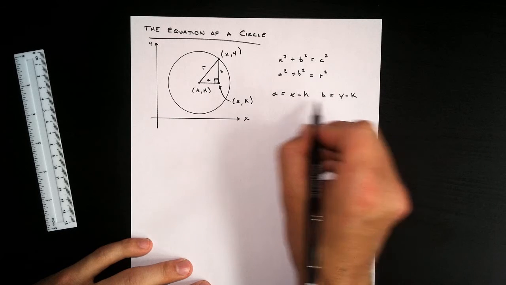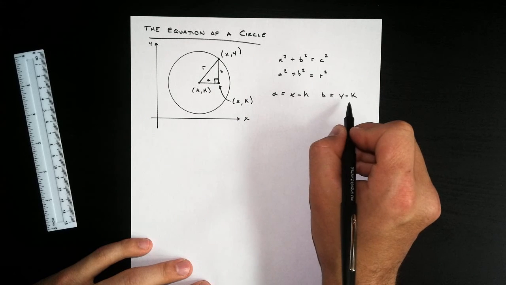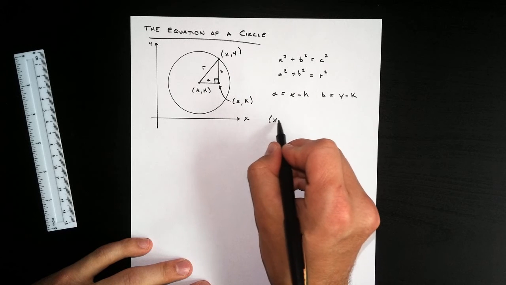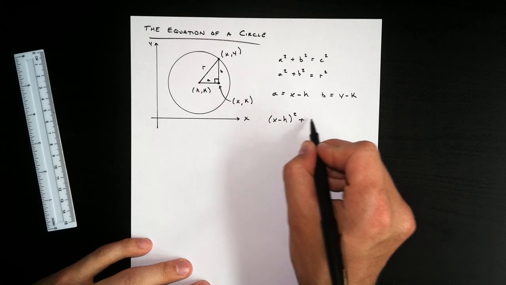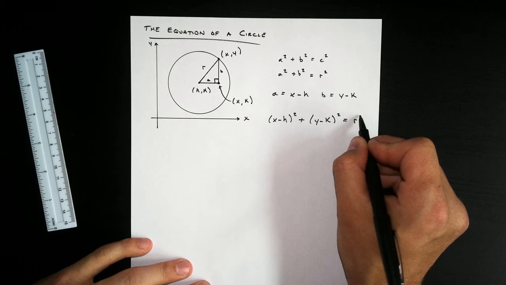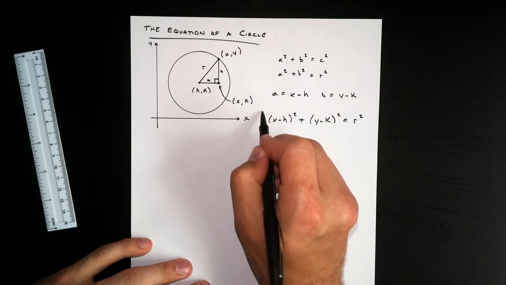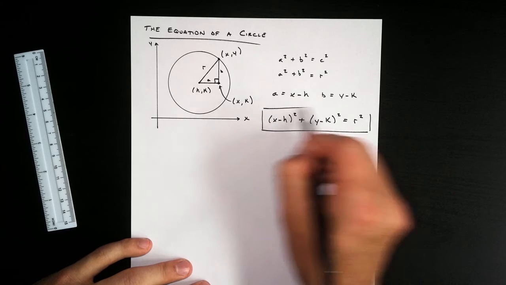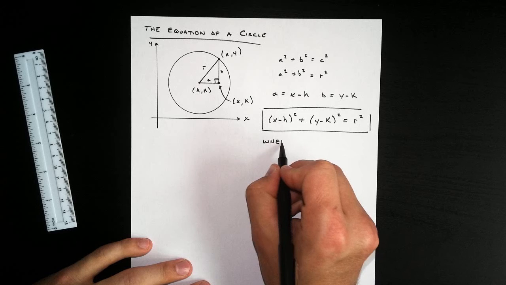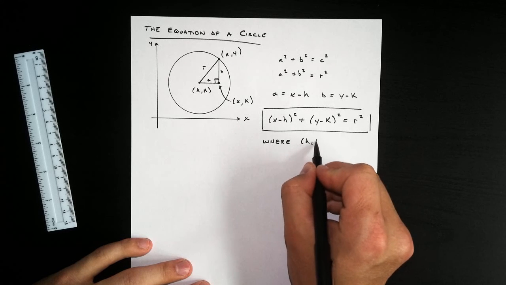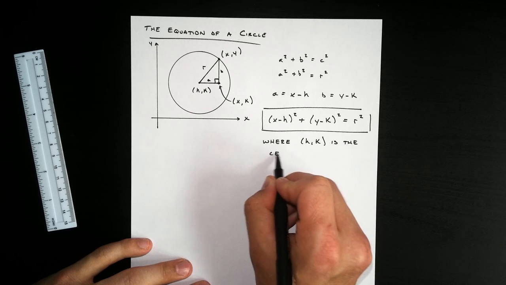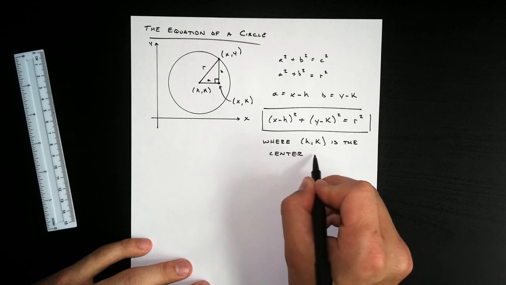And now that I know those in terms of x's, h's, y's, and k's, we can substitute that into our Pythagorean theorem. And we end up with (x minus h) squared plus (y minus k) squared is equal to the radius squared. And this is your standard form equation, where (h, k) is the center of the circle, and we have a radius r.